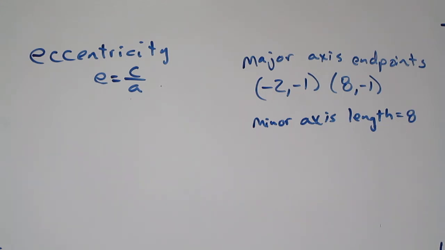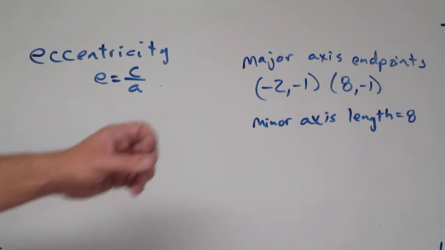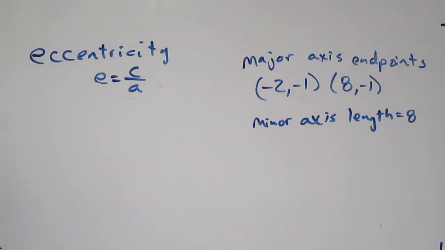That's something that may come up because a lot of the questions that you'll get in homework and on quizzes and tests is they're just going to tell you some different things and then they want you to come up with the equation. For example, if I told you the major axis endpoints are at (-2, -1) and (8, -1), and the major axis has a length of 8.